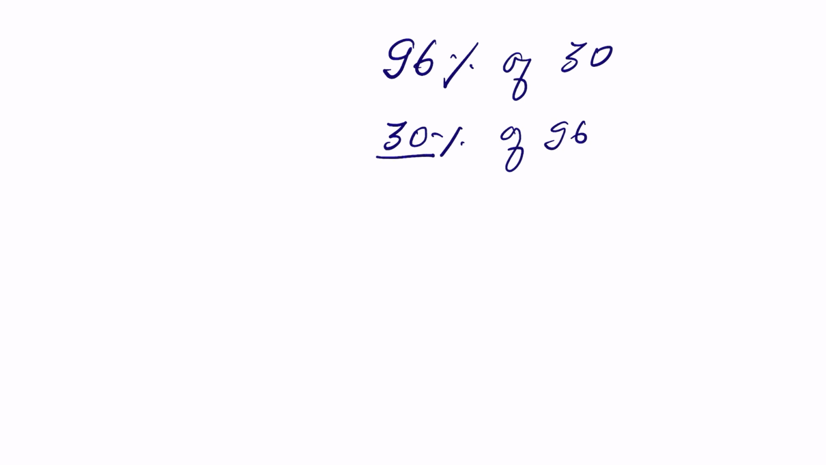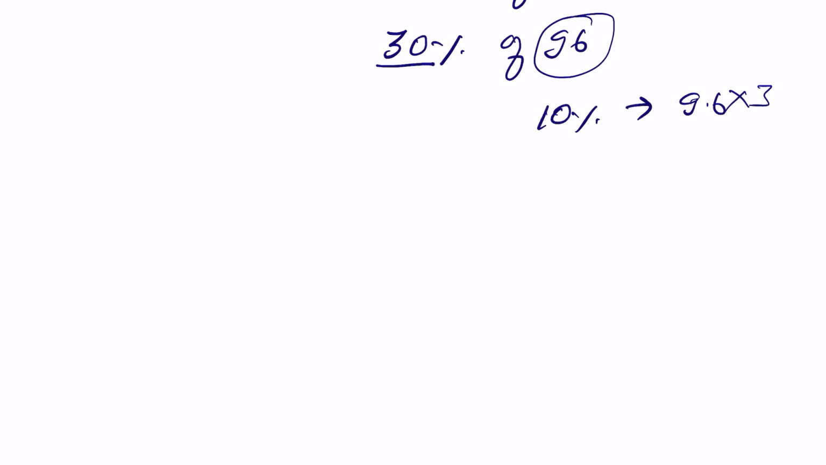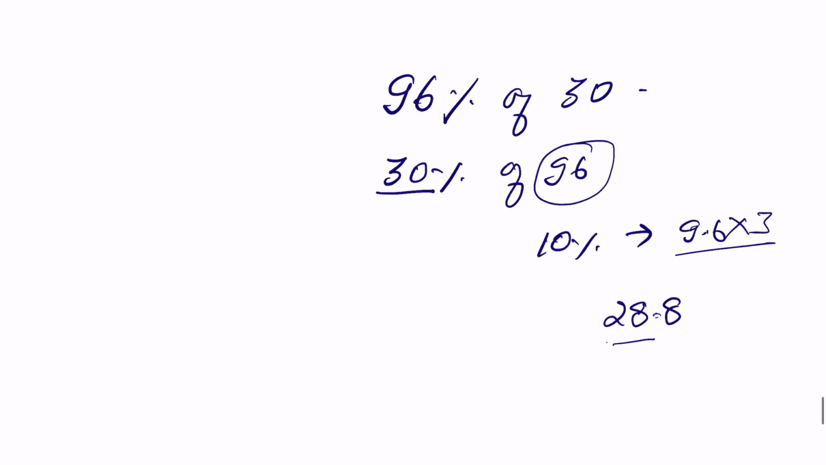What if you have to find 96% of 30? You will do 30% of 96. 30% you can divide into 3 chunks of 10%. So 10% of 96 will be 9.6, and 30% will be 9.6 times 3. 96 times 3 is 288. So 9.6 times 3 is 28.8. So 96% of 30 will be 28.8.